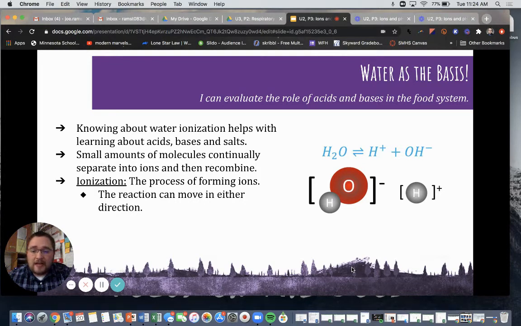We can have cations or anions, okay? A cation is a positively charged ion, and an anion is a negatively charged ion. Just like in a storybook, we have an antagonist, that is someone who is going against, or it's the negative. Okay, so anions are negative, cations are positive.